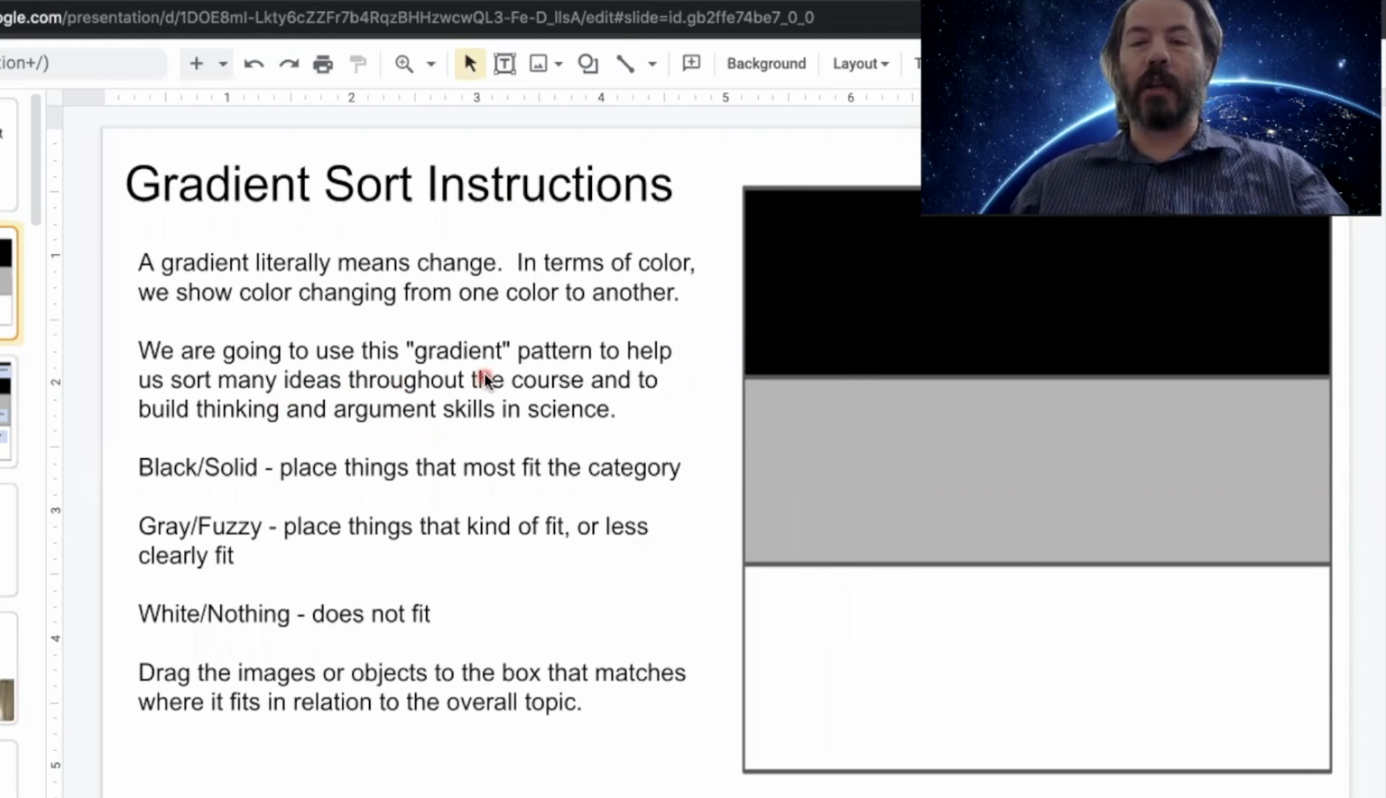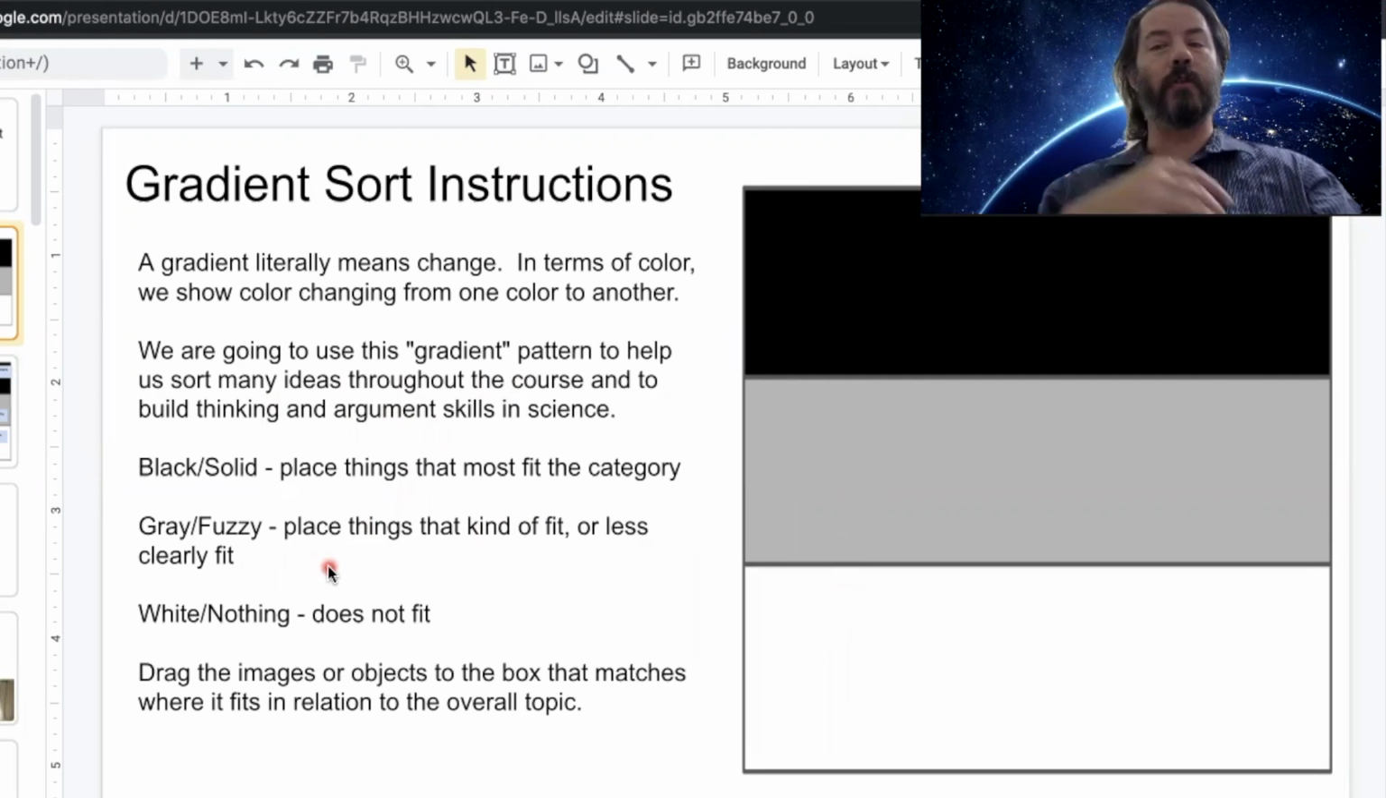We're going to use this gradient pattern to help us sort many ideas throughout this course and build our argument skills in science. Black or solid, we're going to place things that fit our category, the things that fit the best, in the black box up here. If it's gray or fuzzy, we're going to place things that kind of fit, they might fit, or part of them is true for the category and part of it's not, maybe we're not quite sure, but it might fit. And then the white or nothing space, it does not fit.